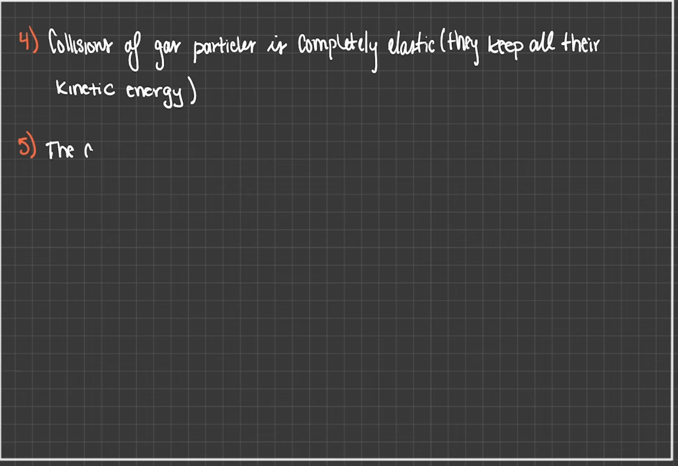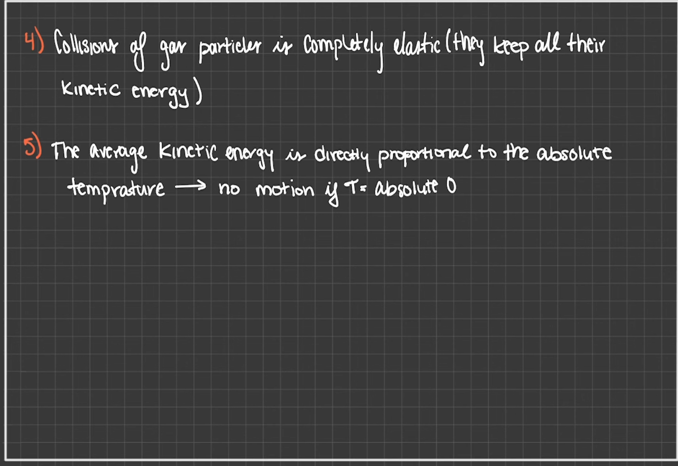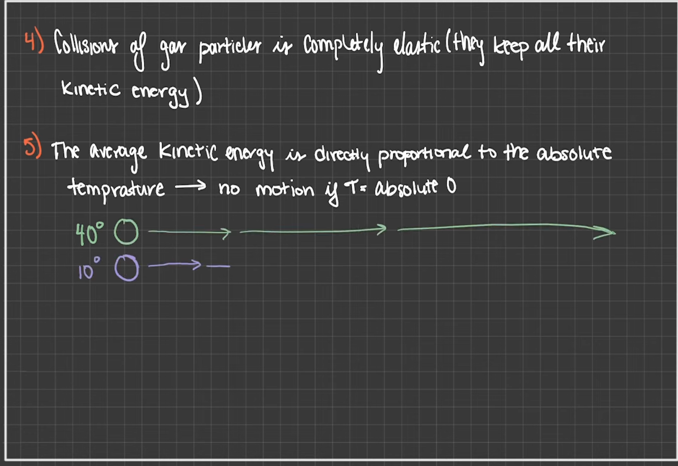The fifth and last assumption is that the average kinetic energy is directly proportional to the absolute temperature. When the absolute temperature equals 0, there is no motion in the gas particles. Over here I've tried to illustrate that at a higher temperature, your gas particle is moving a lot faster, and at a lower temperature, it's moving a little slower, because the higher the temperature, the more motion there is, and the more volume the particle can take up.